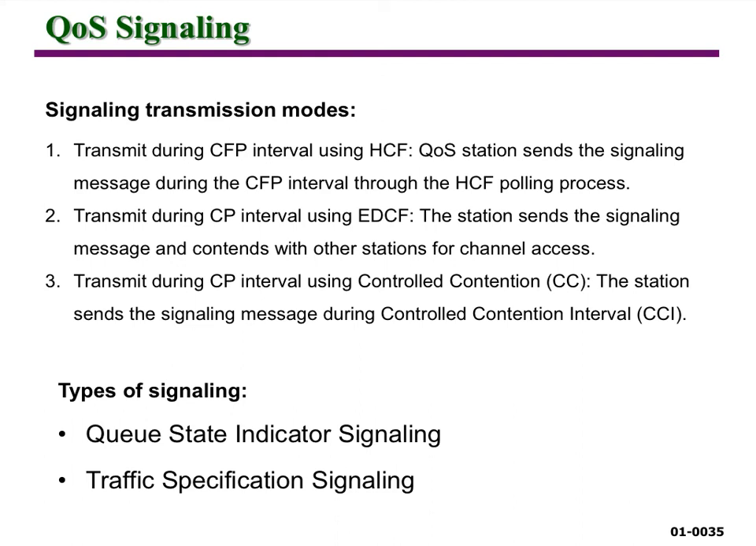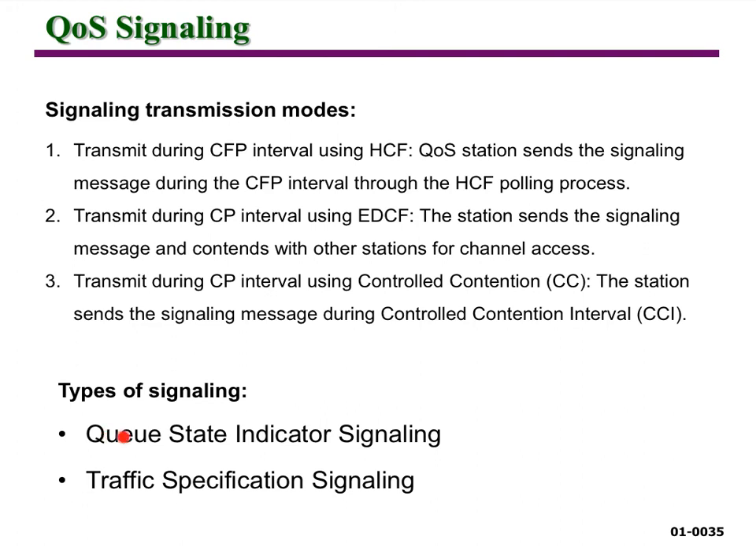The queue state will tell you whether I have more packets in the queue or fewer packets in the queue. If I have more packets in the queue, you better give me more traffic opportunities to serve these packets. If I have fewer packets in the queue, you don't have to grant me any traffic opportunities at this point because the amount of traffic that I have is low.